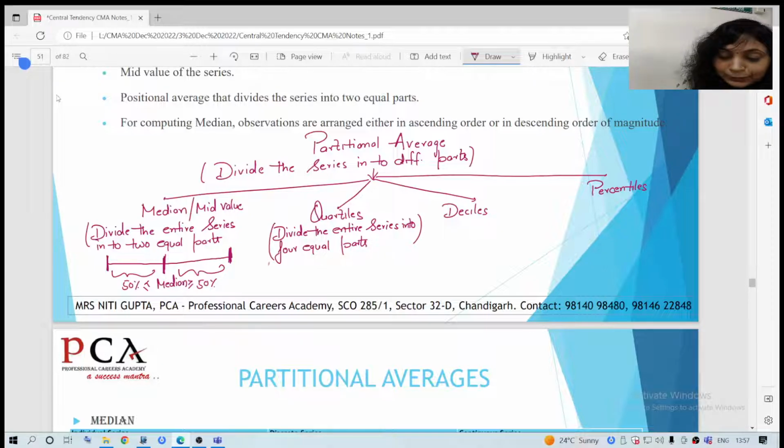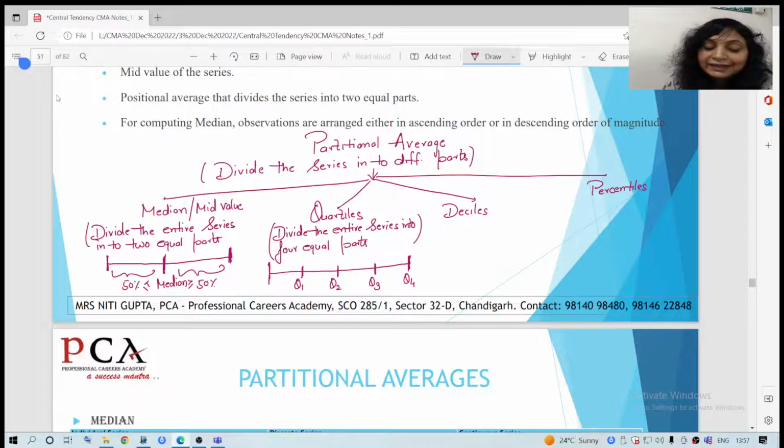So let's say, suppose this is my series in ascending order. So we have four parts. This is Q1, this is Q2, this is Q3. So this is my first quartile, this is my second quartile, this is my third quartile, and this is my fourth quartile. So basically quartiles divide the entire series into four equal parts.